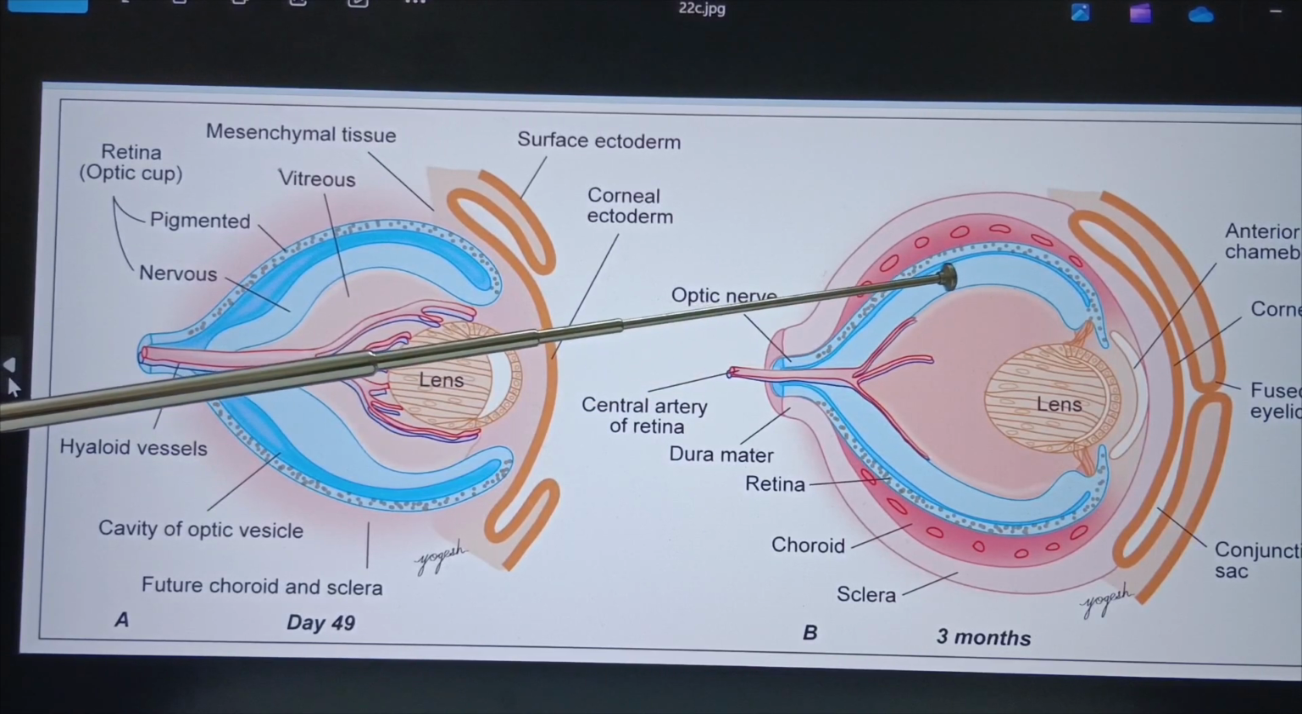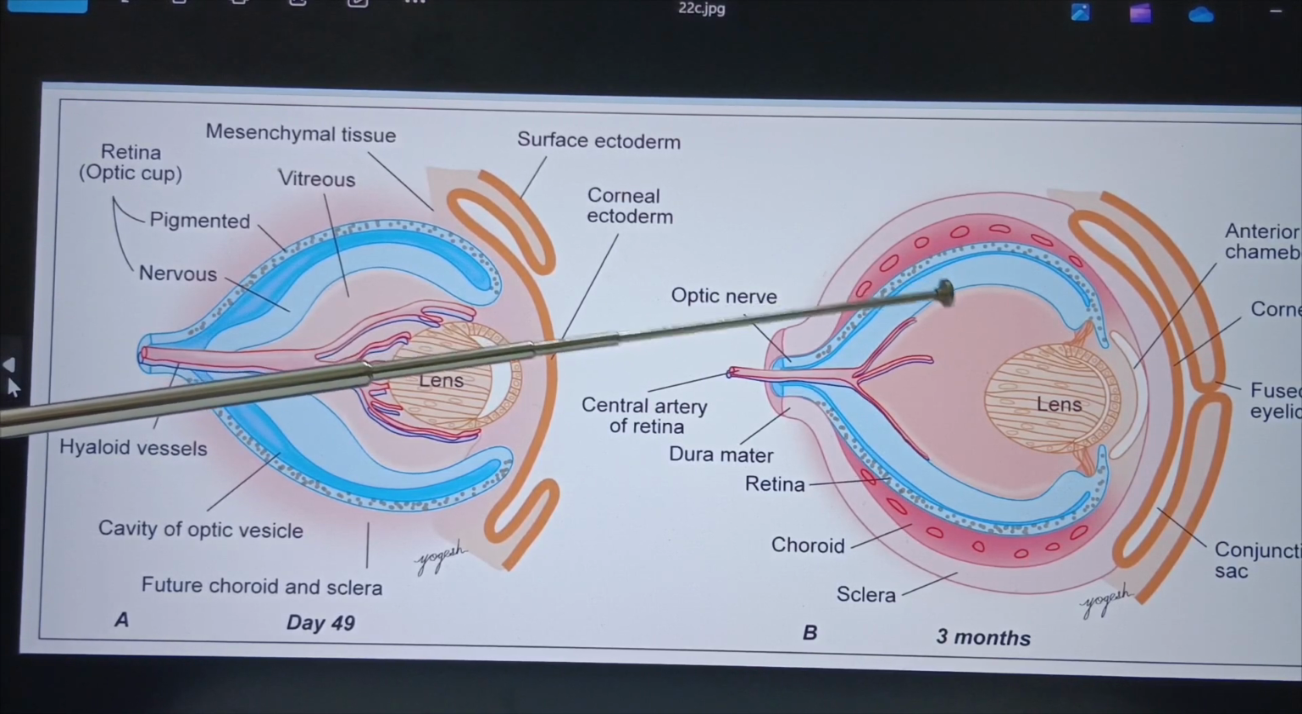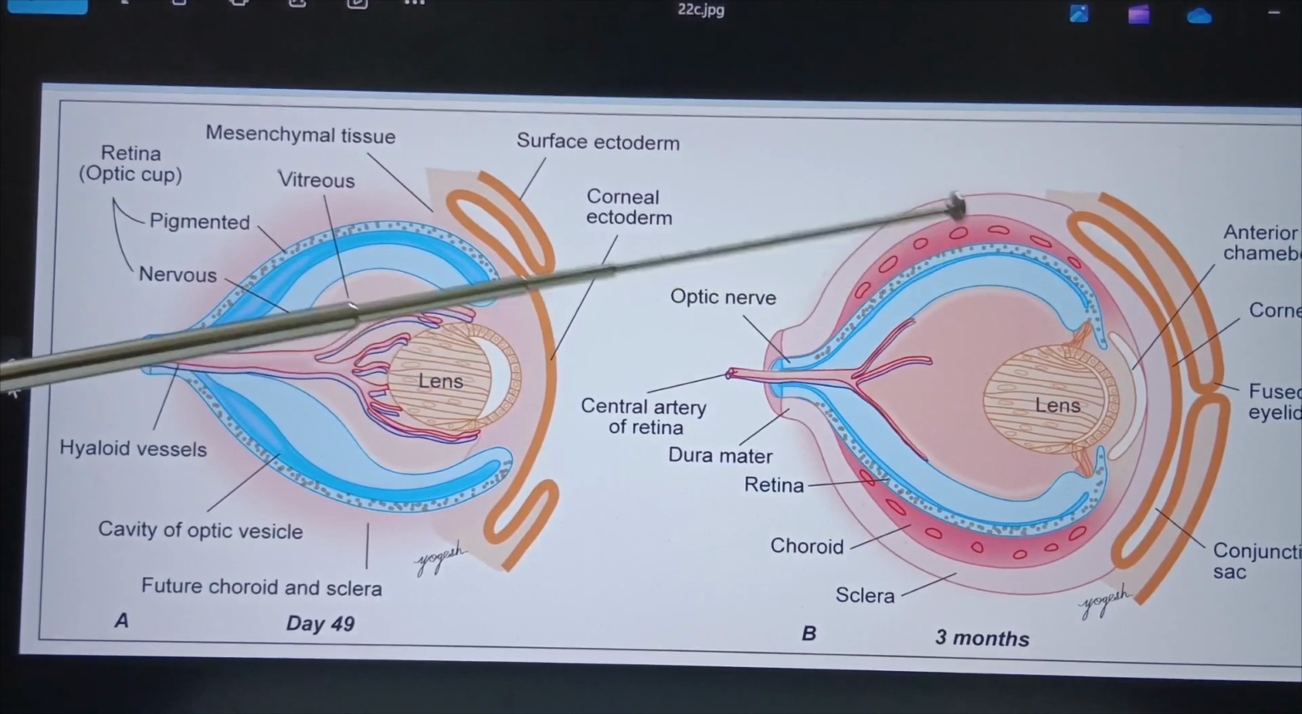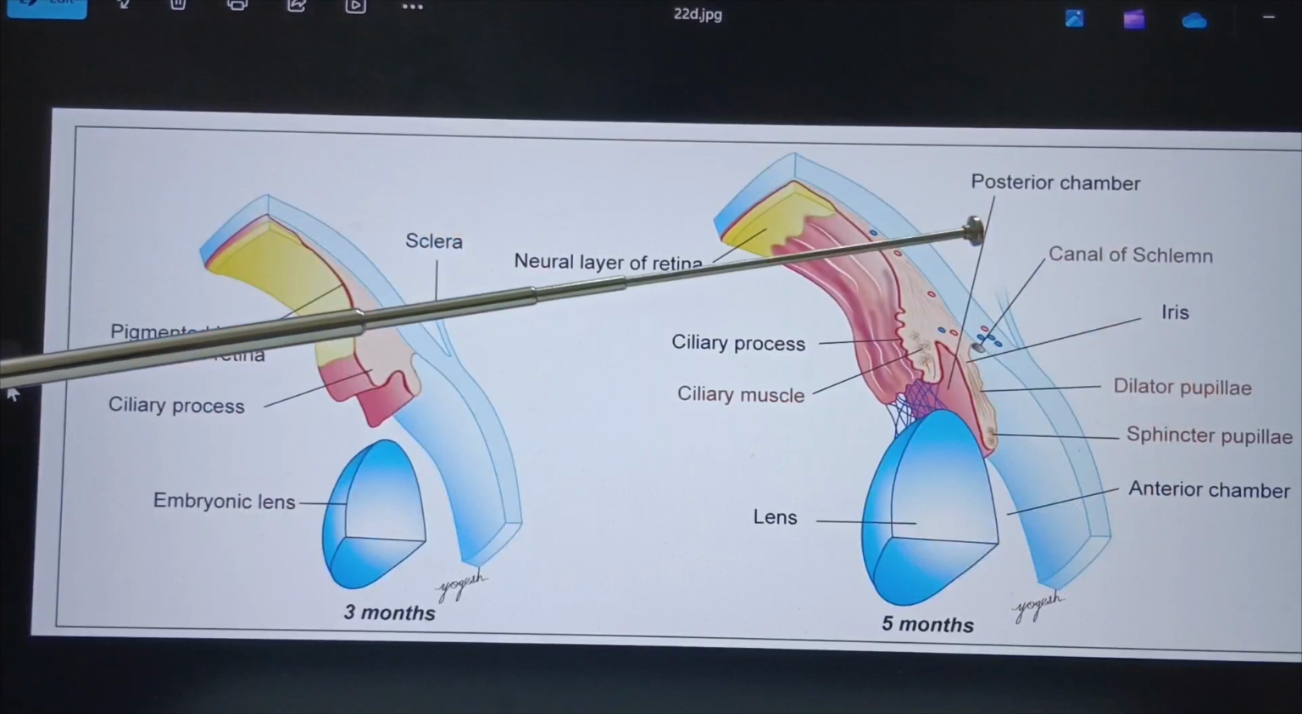So nine layers basically make the neurosensory layers, including in them the rods and cones, the bipolar neurons, and the ganglion cells are a part of it. Okay, now move again towards the other picture.